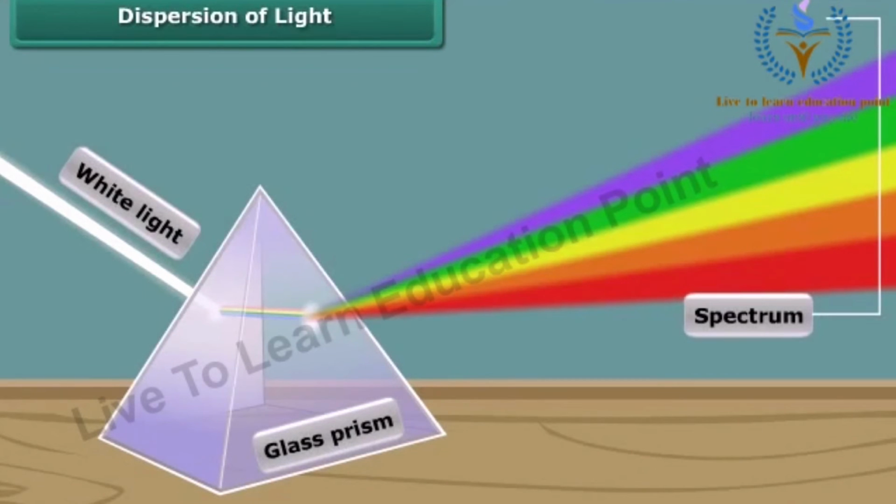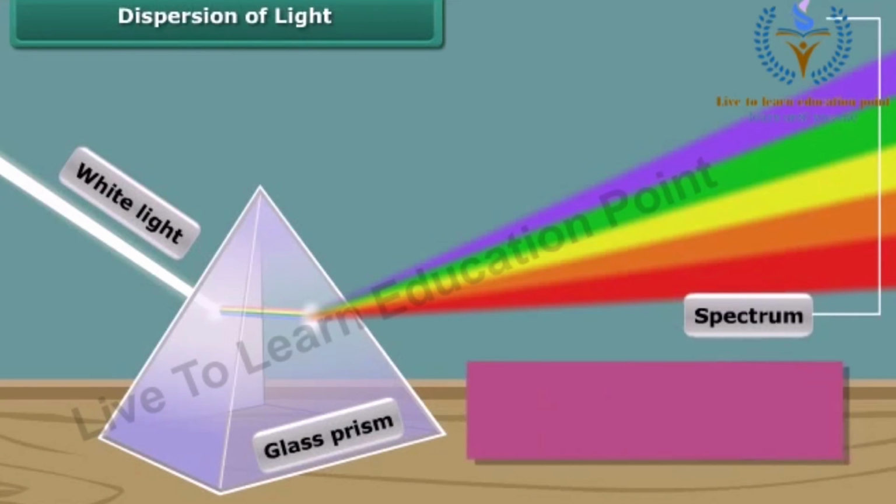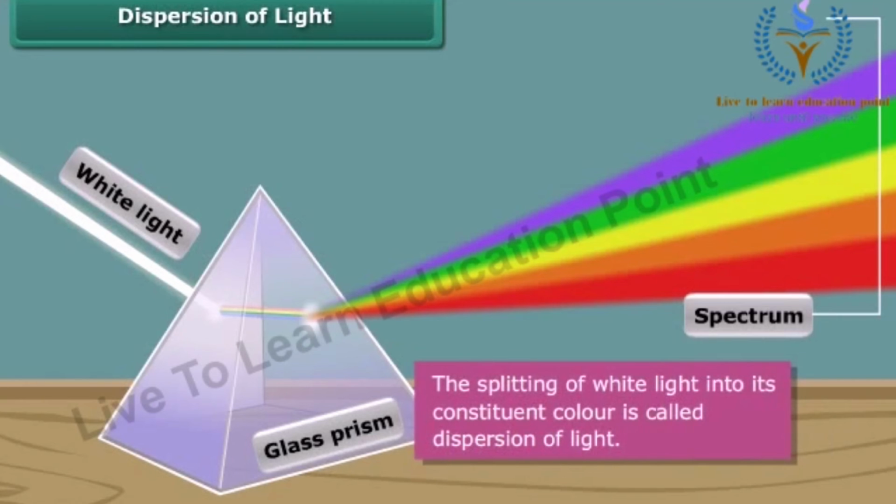It means that the beam of white light has split up into its constituent colors. Group of these colors represent the spectrum of white light. Therefore, this phenomenon of splitting of white light into its constituent colors is called the dispersion of light.